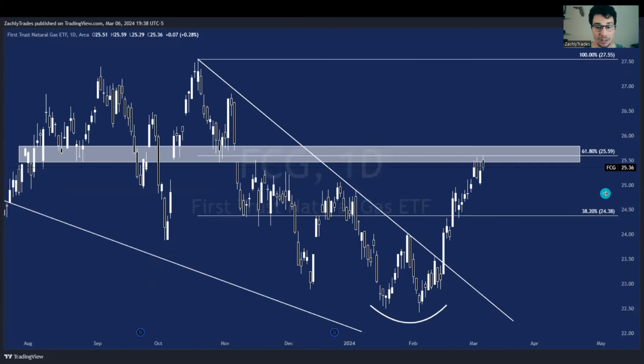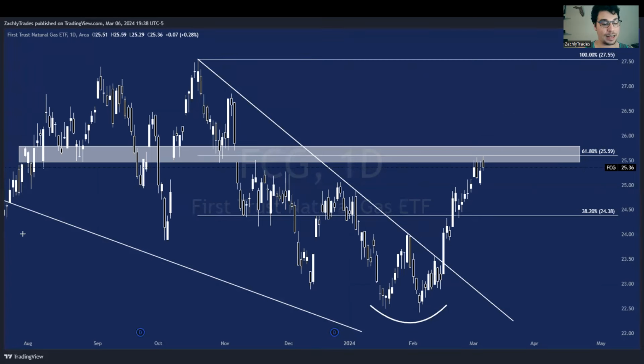Okay. Specifically, when we go down to a daily time frame here, super clean double bottom, right? I mean, what do you see? We have a bottom, we have a bottom, we have a nice double bottom base here. Okay. We broke through the neckline. Very clean in here as well. And now we're trading right around this key zone. So if FCG can get above 25.59, I like this one for longs. And I think it potentially can head up to 27.55.